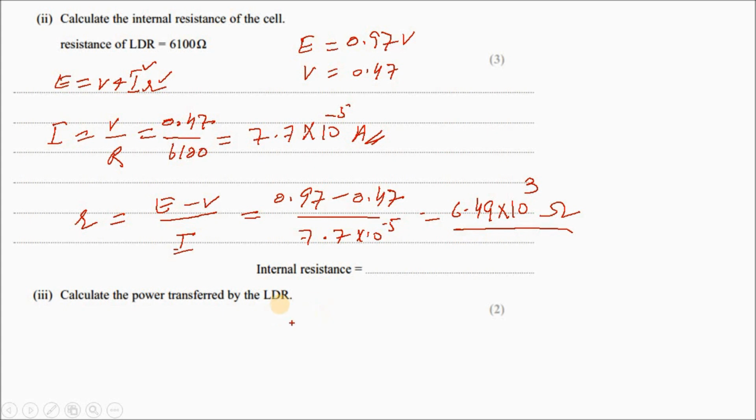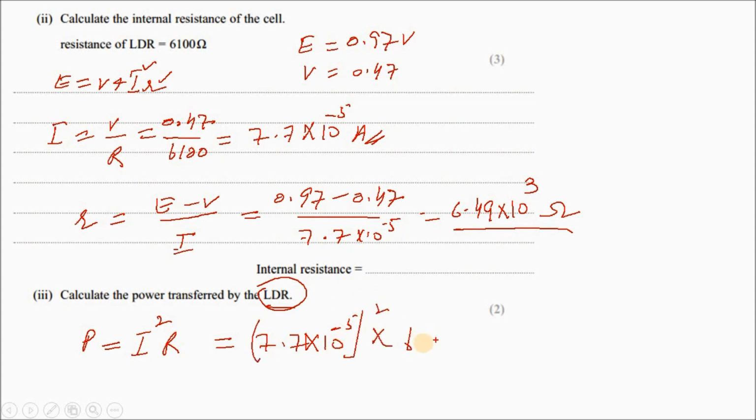Calculate the power transferred by the LDR. Power, LDR, so power is I square into R. I is 7.7 × 10 to the power minus 5 whole squared into R, 6100. So power dissipation by LDR is 3.6 × 10 to the power minus 5 watt.